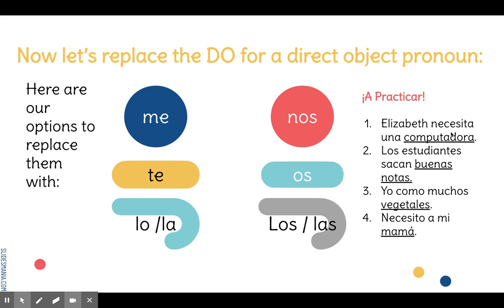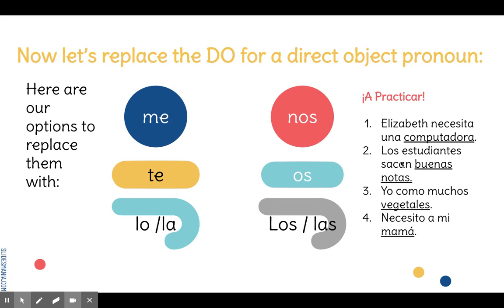So number 1, Elizabeth needs a computer. Elizabeth necesita una computadora. I went ahead and underlined the DO for you, which is computer, and I had everyone tell me what they thought the pronoun would be to replace computadora. And everyone actually did a really good job and said la, which is excelente because computer is singular, right? Computer is feminine, and it's not a person, so it can't be me and te and nos. It can't be one of those. So what I can use is the singular and feminine pronoun for it, which is going to be la. So computadora would be replaced by la.